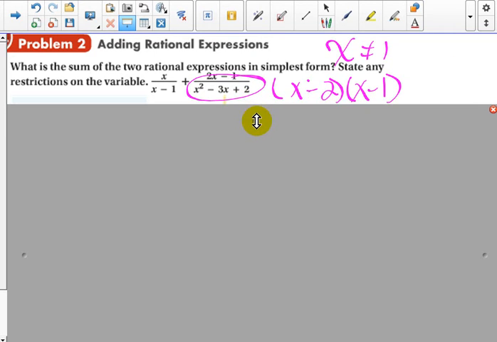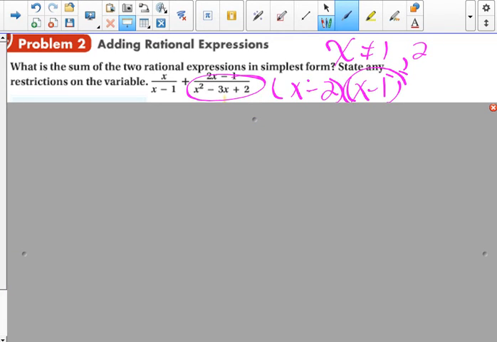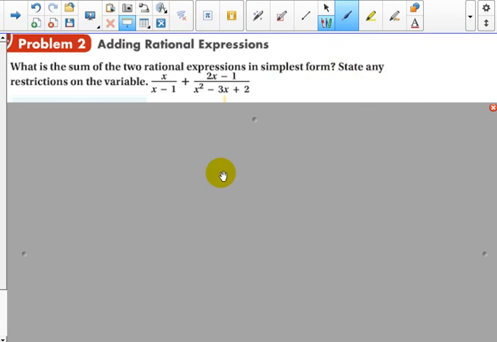So now what can x not be from the second term? It can't be a 2. Whoops, I'll write with an eraser. And we already have 1. So we know it's just 2 and 1. It cannot equal 2. It cannot equal 1. So we've got our exceptions there, okay? Now let's work on the problem.